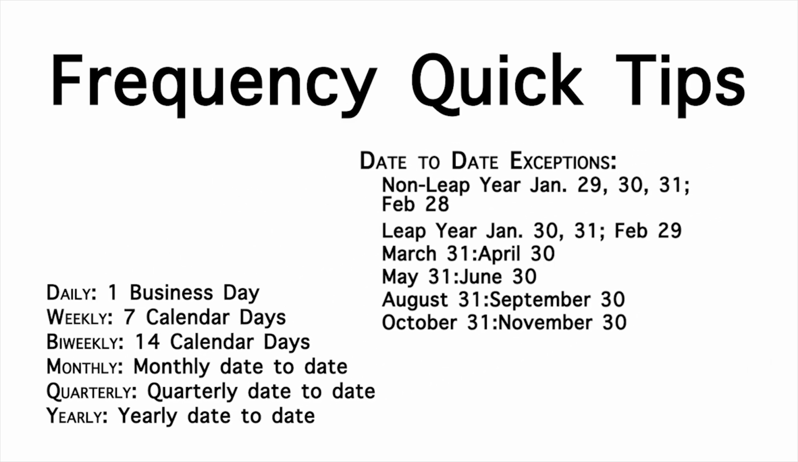Date-to-date exceptions are non-leap year January 29th, 30th, and 31st through February 28th. Leap year January 30th, 31st through February 29th. March 31st through April 30th. May 31st through June 30th. August 31st through September 30th. October 31st through November 30th.